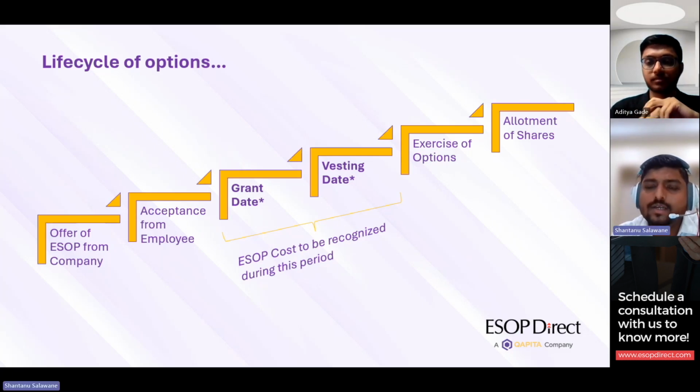Then going forward, once the employees fulfill my vesting conditions, the employee shall exercise his option, and the exercised option shall be converted into shares. In the year of exercise, as per income tax, the cost amortized in the profit and loss statement during the period from grant date to vesting date is not allowable. It's not an allowable expenditure. However, it becomes allowable expenditure in the year of exercise of options.